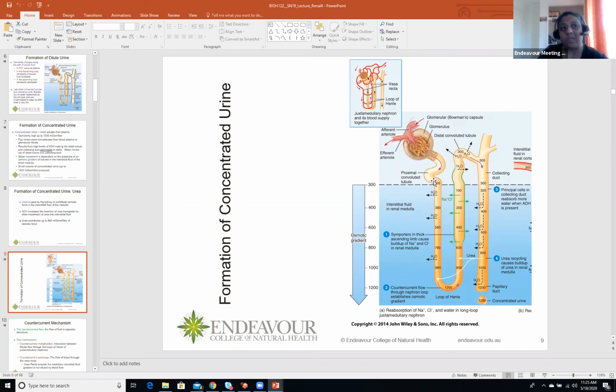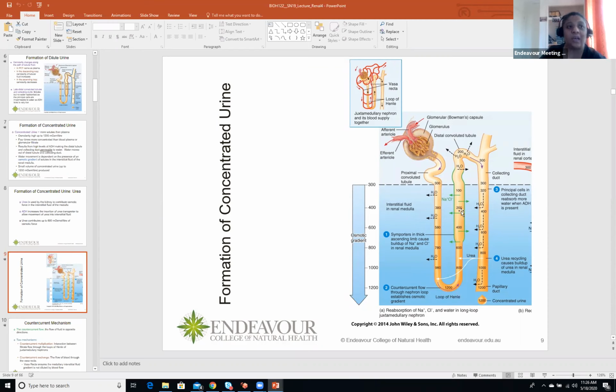If you look here, we start with the PCT. Nothing changes in the PCT. You had the osmolarity of 300 in the filtrate, and it remains 300 in the proximal convoluted tubule. But as things go down into the descending limb, by the time it reaches the end of the loop of Henle, the osmolarity has increased to approximately 1200 milliosmoles per liter. The reason for this is the length of the tube.